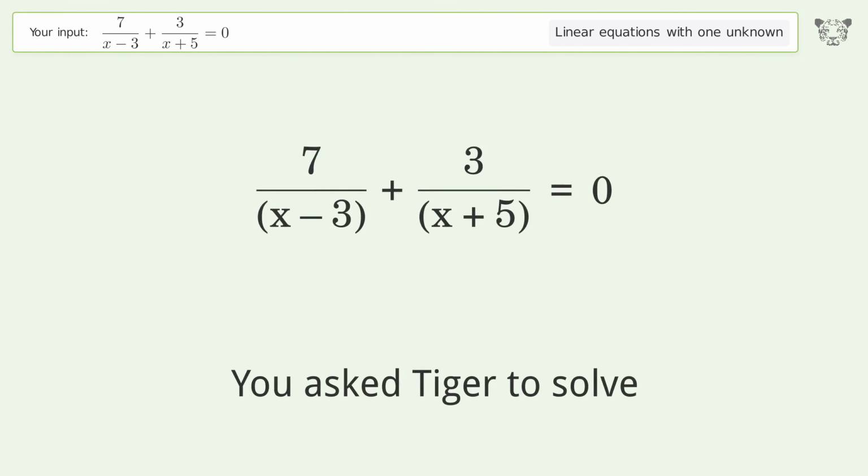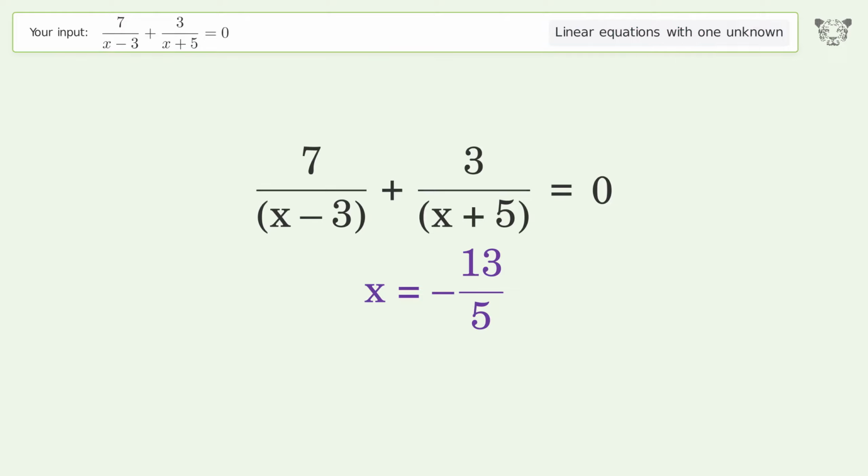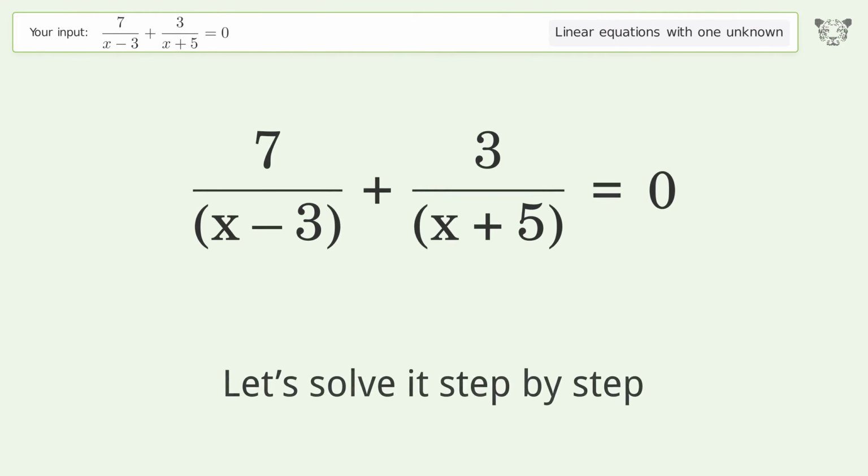You ask Tiger to solve. This deals with linear equations with one unknown. The final result is x equals -13/5. Let's solve it step by step.